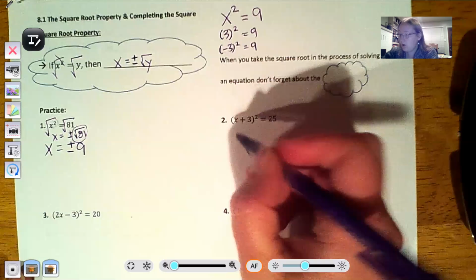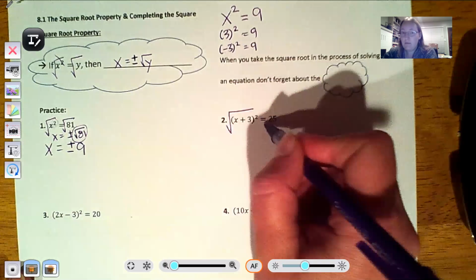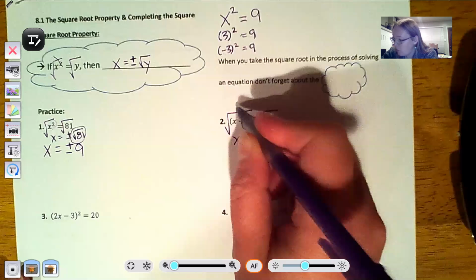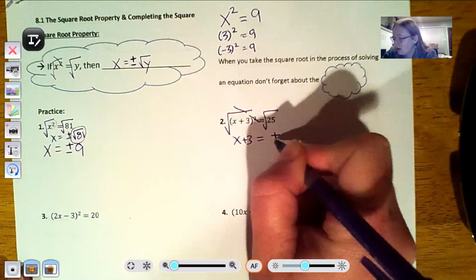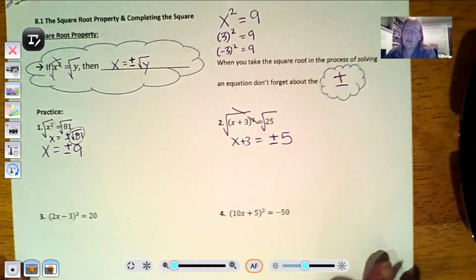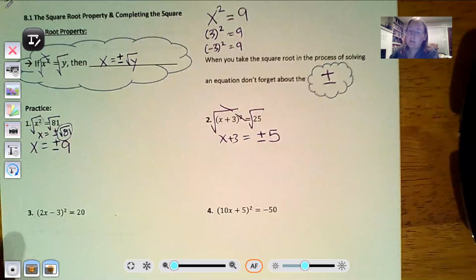Number 2 has a quantity, but we treat it the same. This will be x plus 3 because the square root and the square cancel. Don't forget your plus or minus. And so that's what this little reminder up here was for. When you take a square root, don't forget your plus or minus.